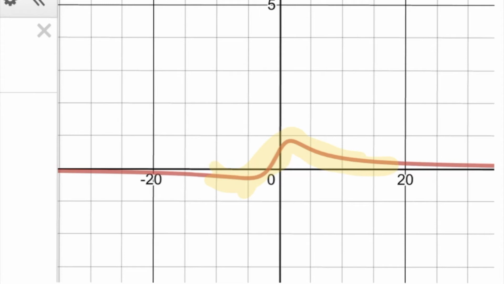But the bottom line is you were asked about the domain of the graph, and the domain of the graph is all real numbers because there are no vertical asymptotes, and there are no holes, and there's no value that would make the denominator equal to 0.